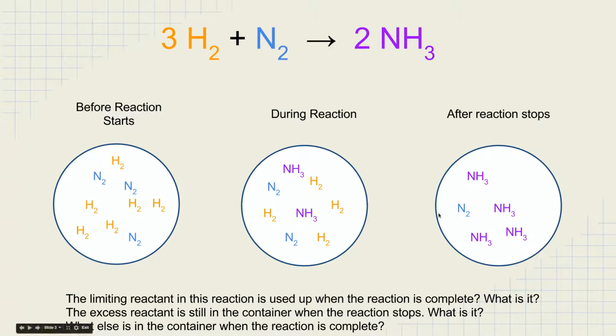And if you look at the quantities, we used up 12 atoms of hydrogen. We started with 12 atoms of hydrogen. We only had to use up 4 atoms of nitrogen to make these 4 ammonia molecules. And we started with 6 atoms of nitrogen. So we have left over 2 atoms of nitrogen in 1 diatomic molecule. So that's what our excess reactant is.